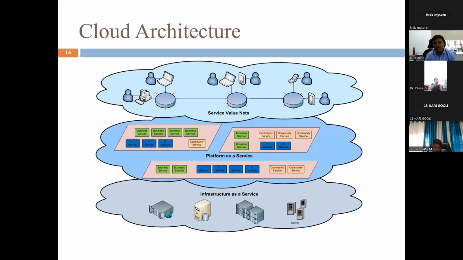So these are the advantages of cloud computing. Basically, the entire cloud architecture looks like this. We all sit here, and there are two clouds which are maintained at different levels, which provide the service to the best extent.